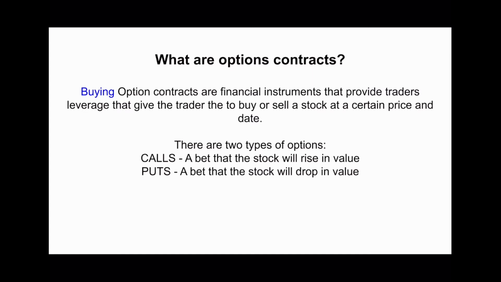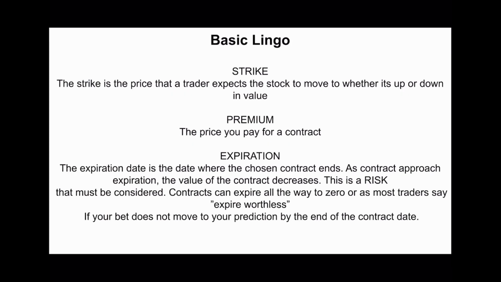So buying option contracts, they're basically financial instruments that provide us leverage, and it gives us the right to buy or sell a stock at a certain price and date. There are basically two types of options: calls, where you're betting that the stock will rise in value, or puts, where you're betting that the stock will drop in value. Here's some basic lingo. A strike is the price that the trader expects the stock to move to, whether up or down in value, in relation to what it is trading at now.